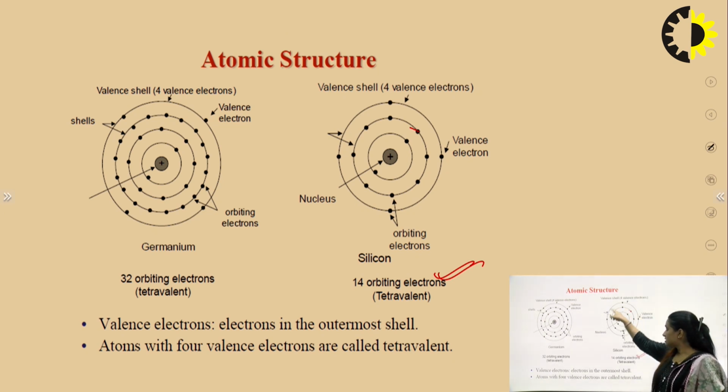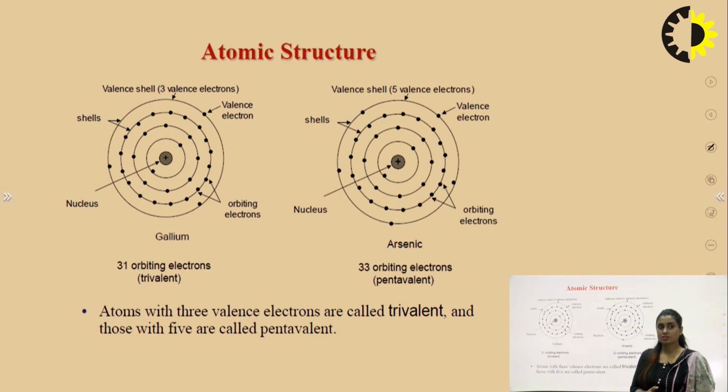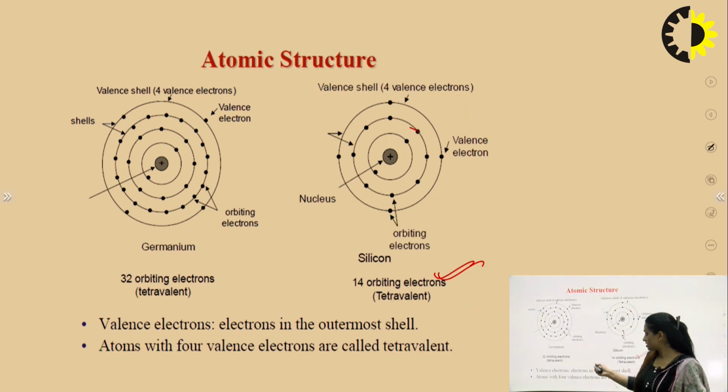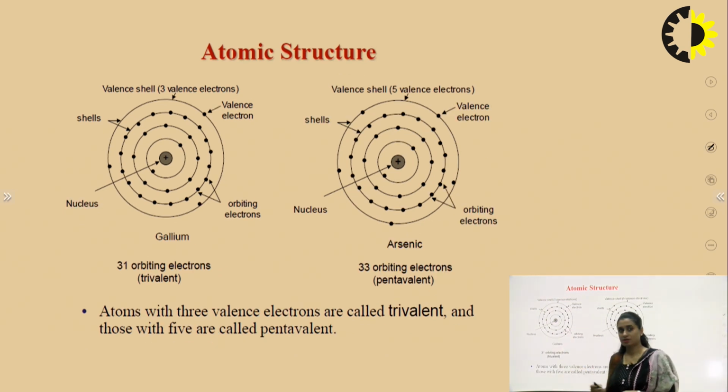So we can see here silicon has 4 electrons in the valence shell. If I talk about germanium, it has atomic number 32, 32 electrons total. So it will be 2, 8, 18 and 4. Again it has 4 electrons in the outermost shell, right? Now let's talk about gallium and arsenic. Gallium has 3 electrons in the outermost shell, so it can be called trivalent. Silicon and germanium are tetravalent. Gallium is trivalent.